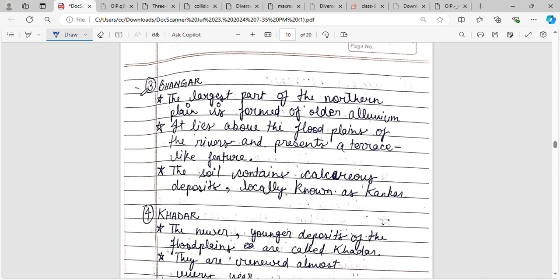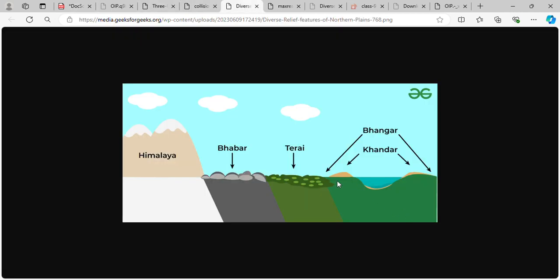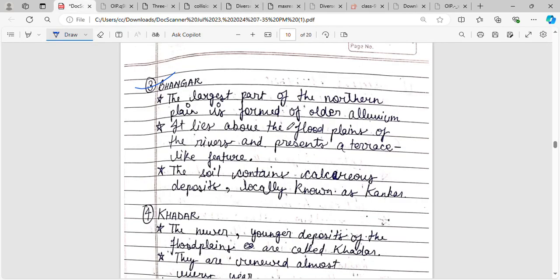Now the next is the Bhangar belt. The largest part of the northern plain is formed of the older alluvium. This is the Bhangar belt. Here, this area and this area, this is the Bhangar belt. It is formed of the older alluvium. It lies above the floodplains of the rivers and presents a terrace-like feature. The soil contains calcareous deposits locally known as kankar. I hope you all know what kankar is in Hindi.